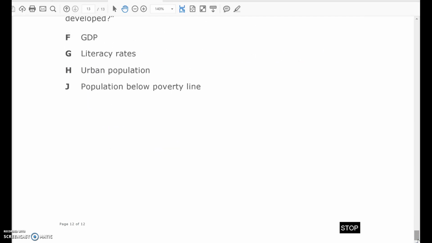That is the end of the test. Again, remember, you can go back with the bar at the bottom and listen to the questions as many times as you need to understand the question.